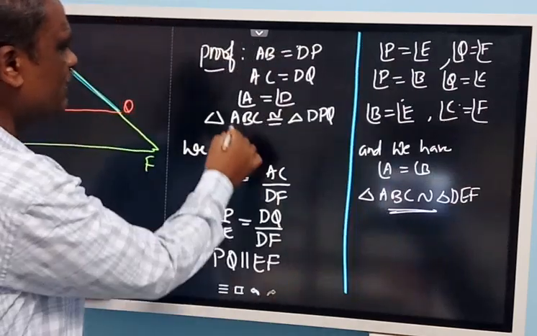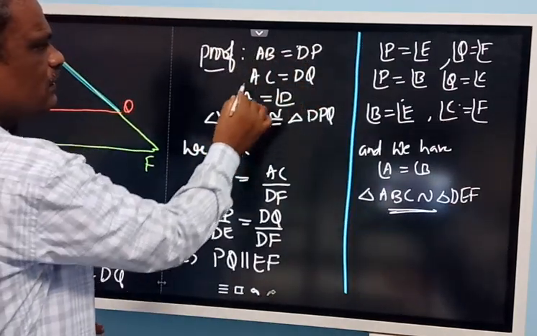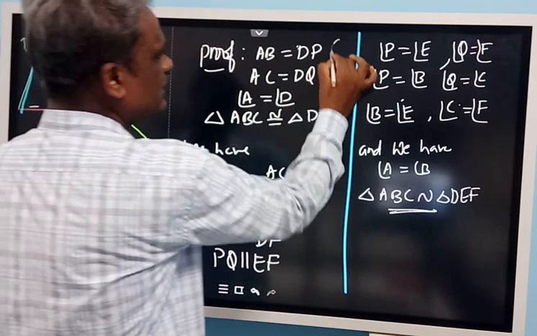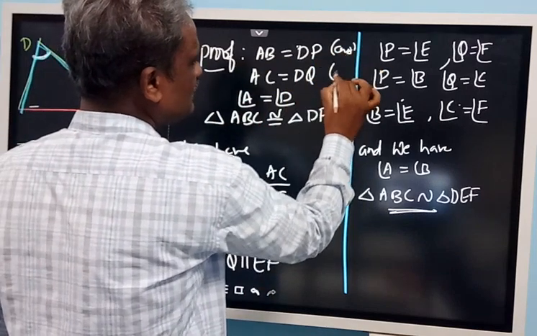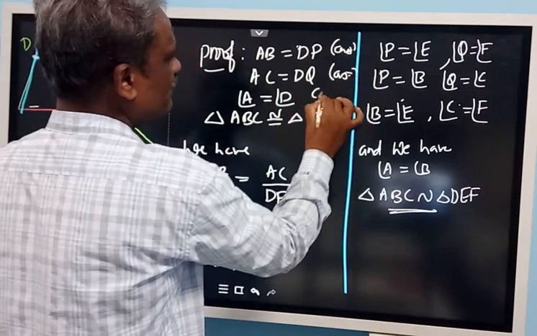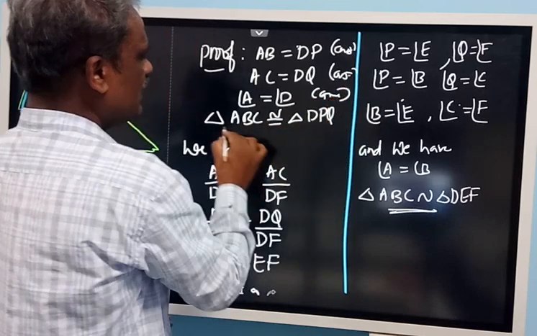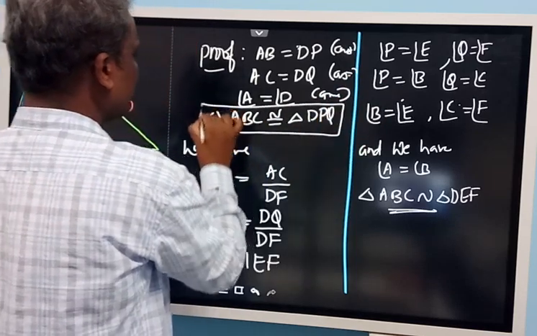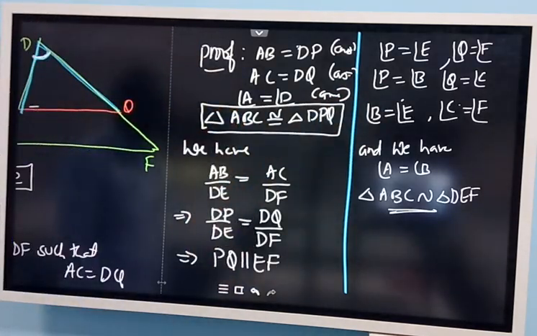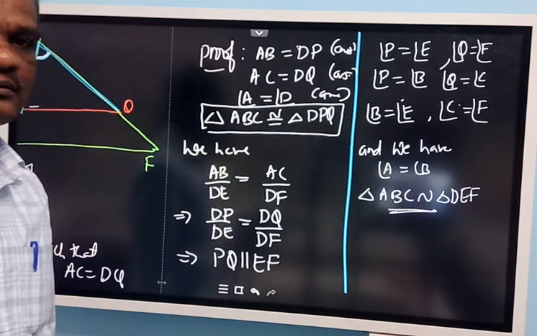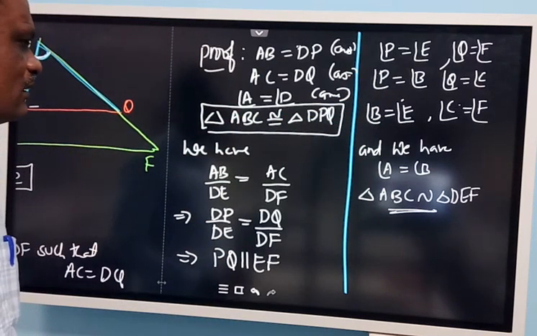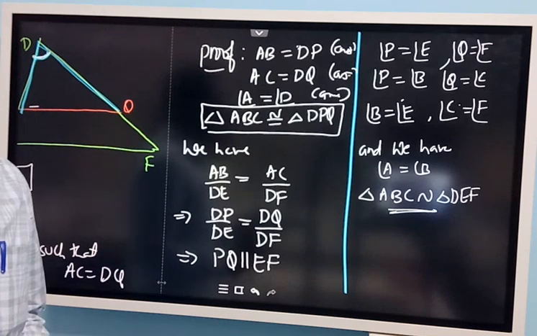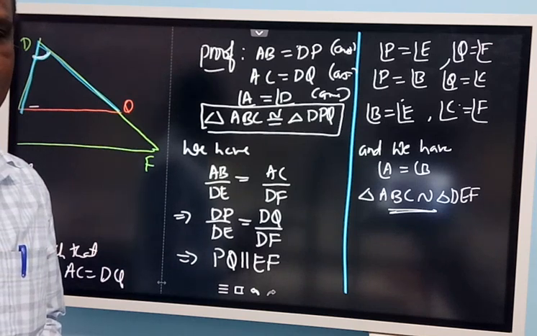Here this is what I have written. AB is equal to DP, AC is equal to DQ. These two are done in construction, so this is given. Therefore these two triangles are congruent. ABC congruent to DPQ. If they are congruent, what can you write? All the corresponding parts are equal, isn't it?